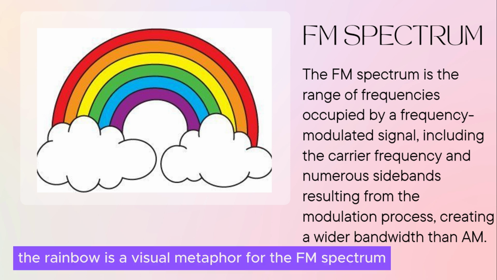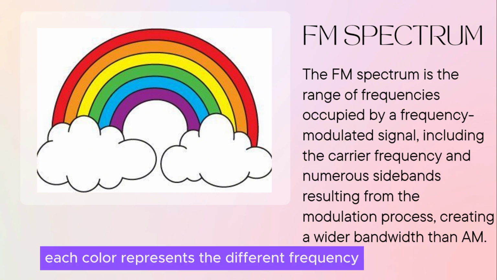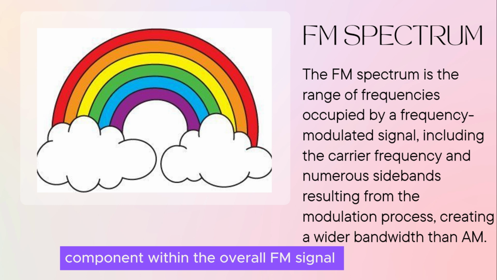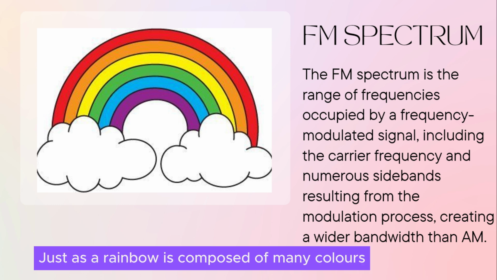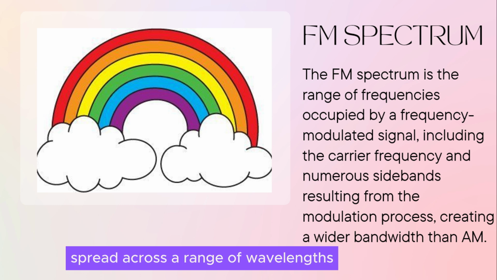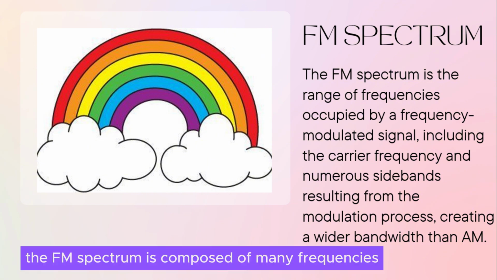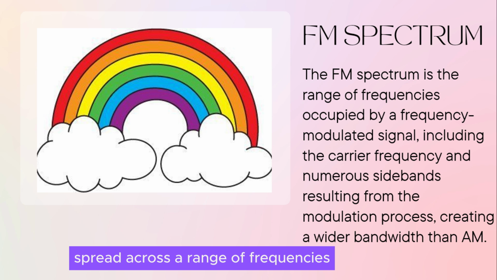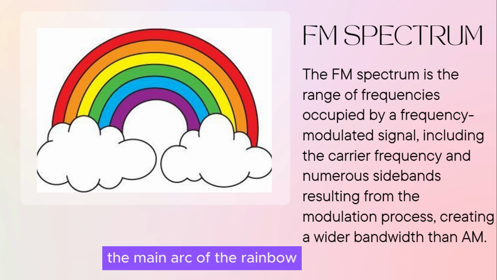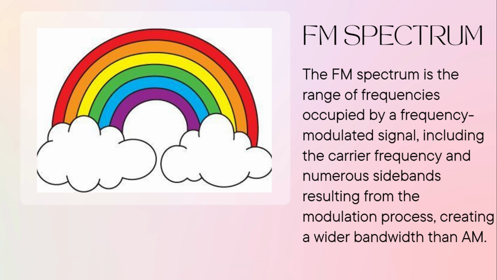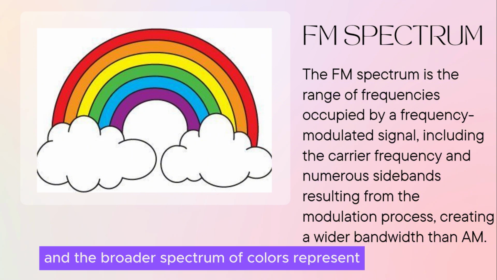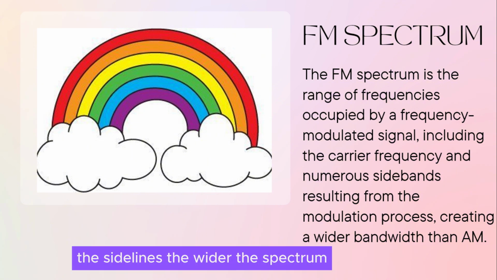The rainbow is a visual metaphor for the FM spectrum. Each color represents a different frequency component within the overall FM signal. Just as a rainbow is composed of many colors spread across a range of wavelengths, the FM spectrum is composed of many frequencies spread across a range of frequencies. The main arc of the rainbow represents the carrier frequency, and the broader spectrum of colors represents the sidebands. The wider the spectrum, the more information can be transmitted, leading to higher fidelity audio.